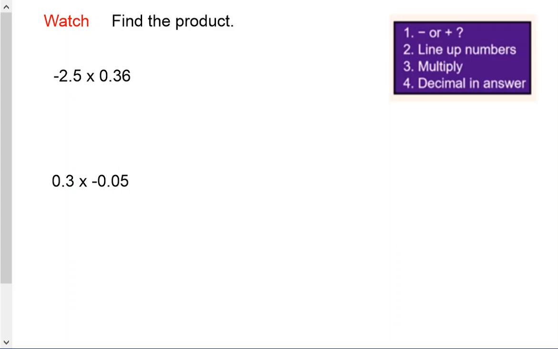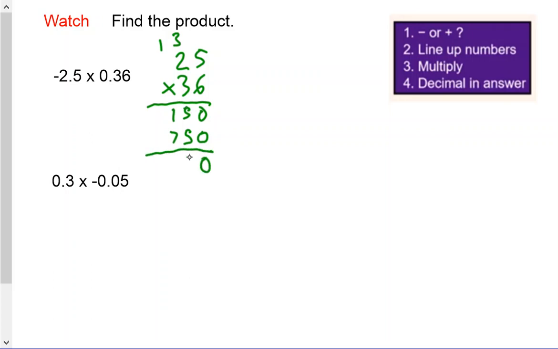Then we can go ahead and just multiply. We get 25 times 36. 5 times 6 is 30. 6 times 2 is 12, plus 3 is 15. Put our 0 down here. 3 times 5 is 15. Carry the 1. 3 times 2 is 6, plus 1 is 7. Now we can add them up. We get 0. We get 10. Carry the 1. 1 plus 1 is 2, plus 7 is 9. So now we've got our answer and it's negative.